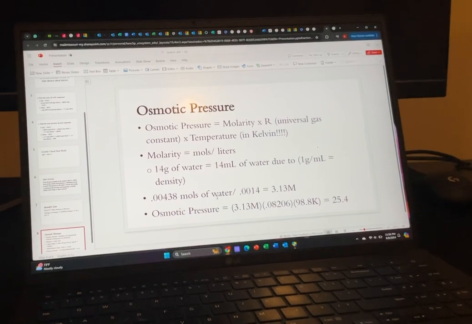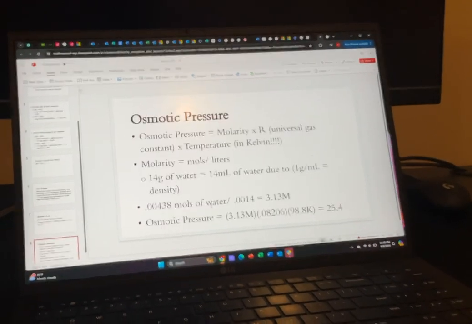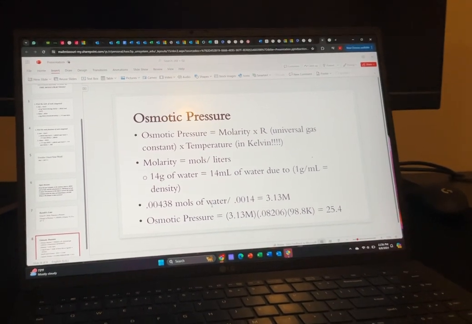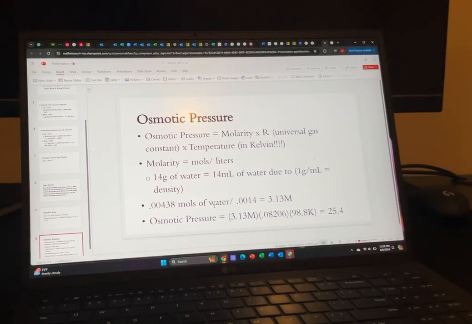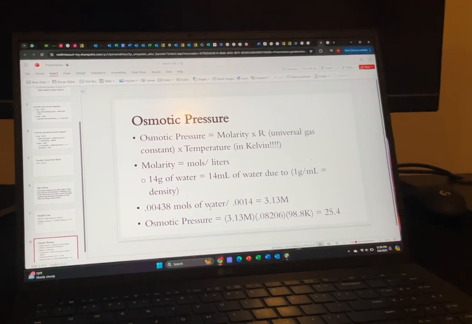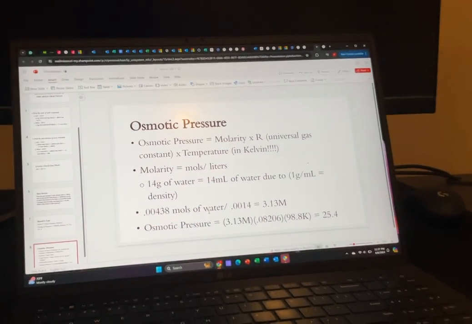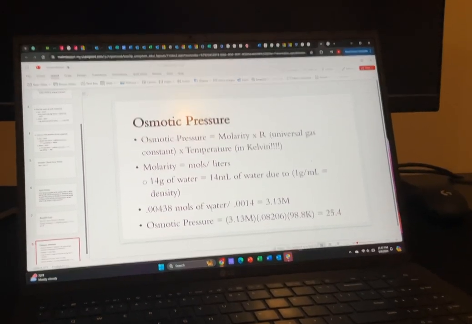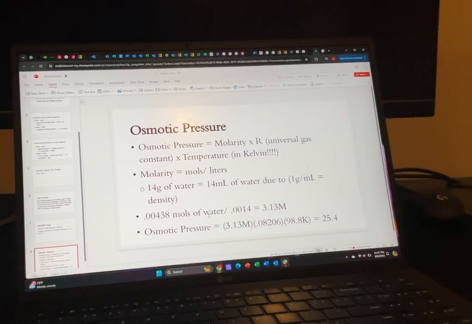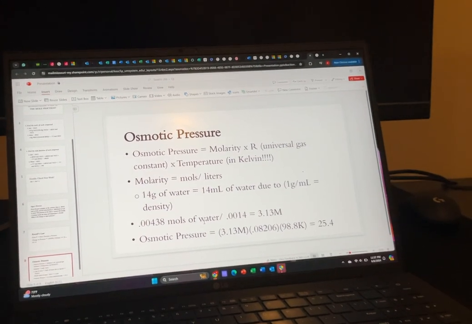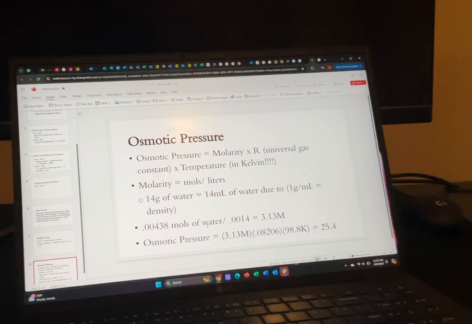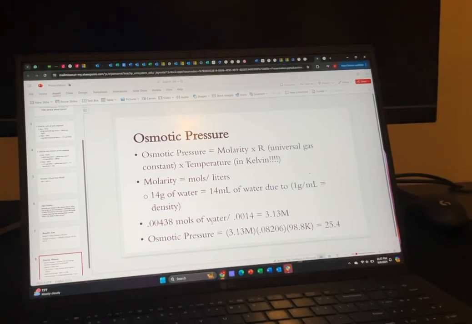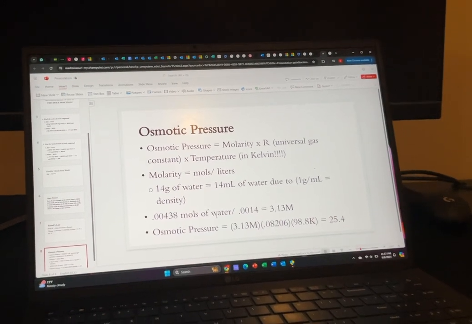Then we can calculate the rest of it. The osmotic pressure was 3.31 molarity times the universal gas constant 0.08206 times 98.8 Kelvin, which gives 25.4 for our osmotic pressure. Now you can check this step by seeing if all your units cancel out. That is very important. And remember, this pressure cannot go too high, because if it goes too high, that means things in the body will burst that shouldn't be bursting. And red blood cells are really important because you have to maintain those ratios.